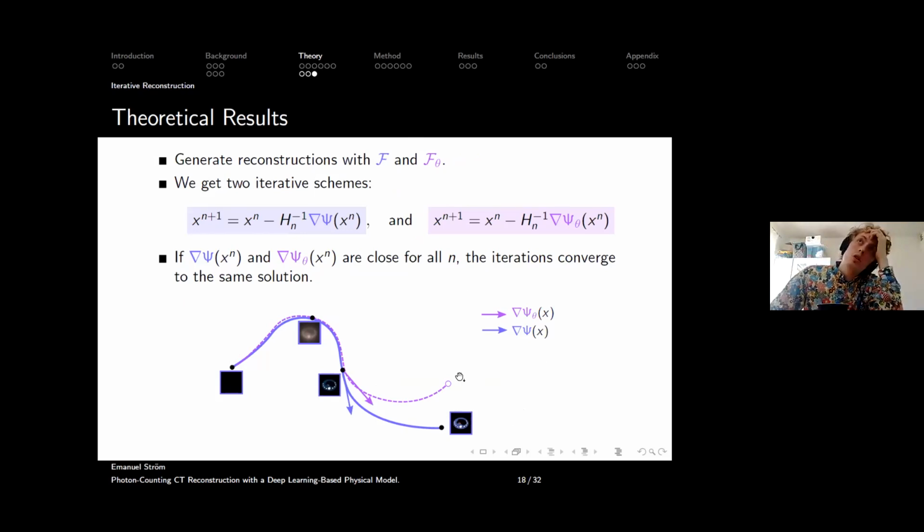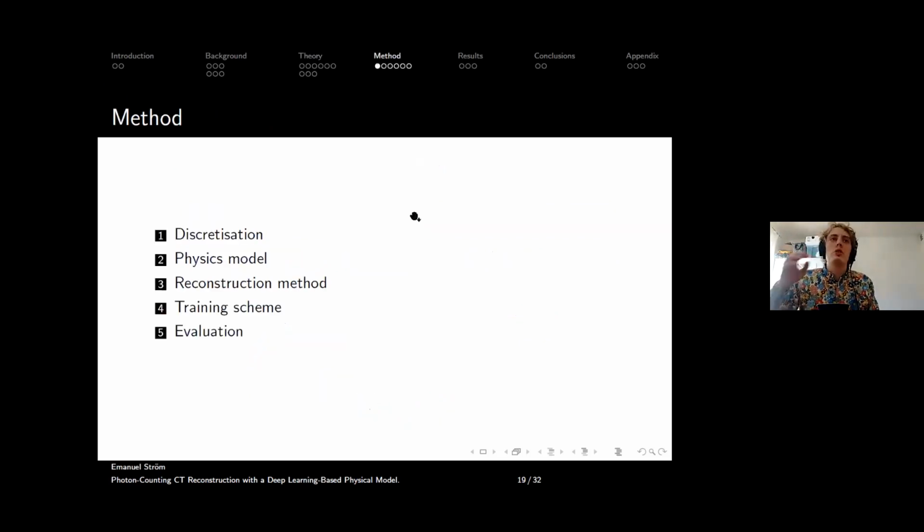Okay, so I think this all has been a little bit confusing, but now we're going to move on to the main method, right? So how do we realize this thinking into an actual learned physics model? And I've divided the method section into 5 different parts. So we start by discretizing the spaces, and then we develop this physics model, and we formulate our reconstruction method, and then we set up a training scheme, and then we evaluate our results.